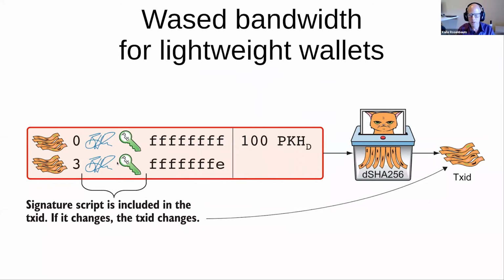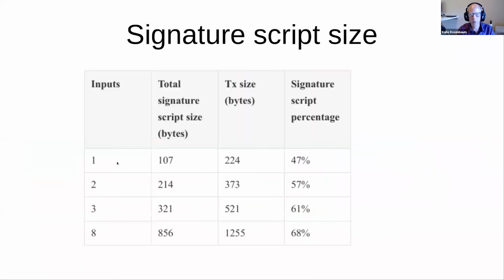And you might think that this doesn't seem very much, but let's have a look at the table here and see how much data the signature scripts take for typical transactions. So if you have a typical transaction with 2 outputs and 1 input, then the total signature script size is 107 bytes. And the transaction size in total is 224 bytes. So in this case, it would take 47%. And as the number of inputs grows, this percentage will also grow, of course.